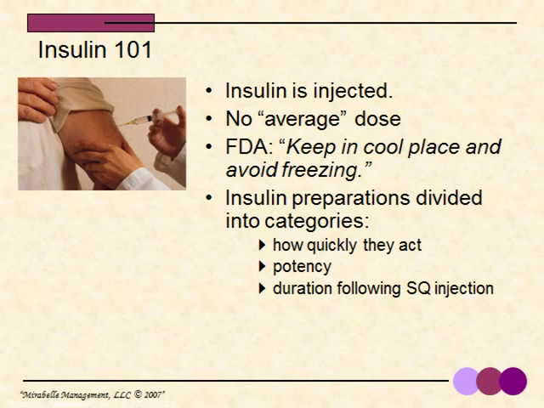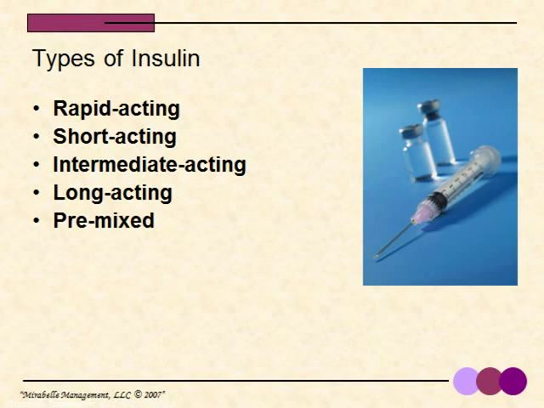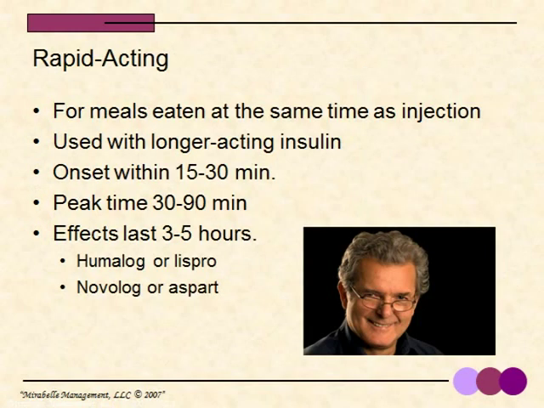The FDA requires all insulin preparations to have instructions to say, keep in a cool place and avoid freezing. Insulin preparations are divided into categories according to how quickly they act, their potency, and duration following subcutaneous administration. The 5 most common types of insulin are rapid-acting, short-acting, intermediate-acting, long-acting, and premixed. First, we'll take a look at rapid-acting insulin.